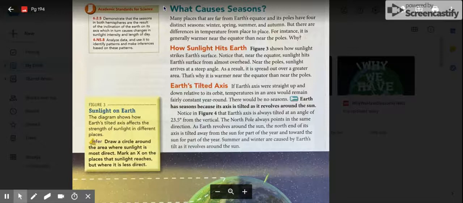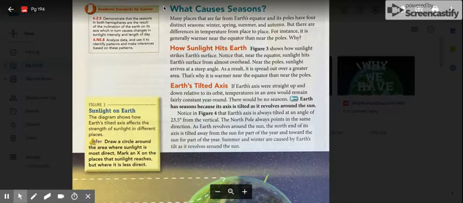Earth's tilted axis. If Earth's axis were straight up and down relative to its orbit, temperatures in an area would remain fairly constant year-round. There would be no seasons. Earth has seasons because its axis is tilted as it revolves around the sun. Notice in Figure 4 that Earth's axis is always tilted at an angle of 23.5 degrees from the vertical.